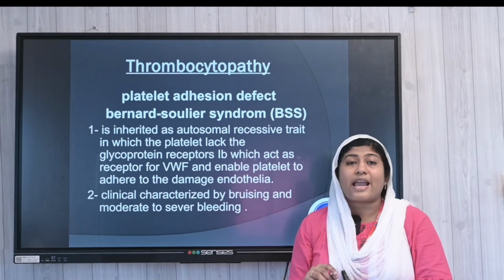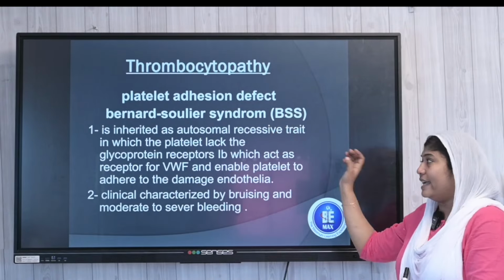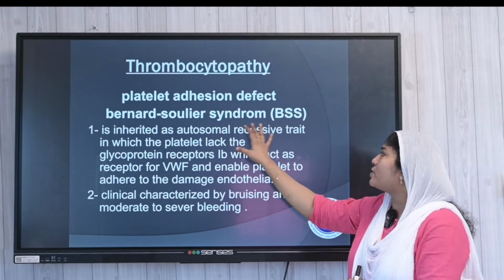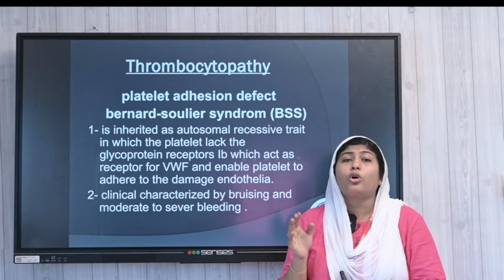So that is called giant platelet formation. So let's discuss Bernard-Soulier syndrome in detail. It is an inherited autosomal recessive trait. Autosomal recessive means that it is affecting the autosomes.